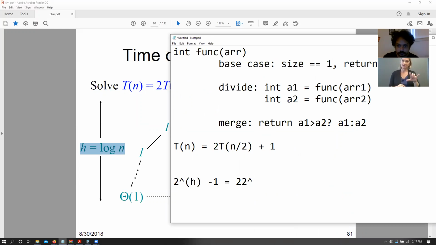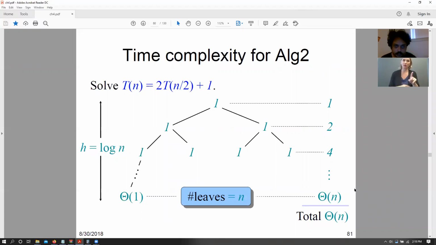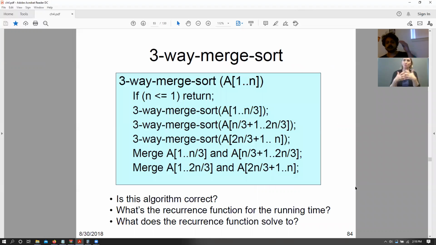So 2 to the power of log base 2 of n minus 1, but that doesn't really matter. So 2 to the power of log base 2 of n is n, right? Because log base 2 of n is essentially the x such that 2 to the power of x is n, so 2 to the power of x becomes n. So this entire equation becomes n minus 1, that is theta of n. Okay, so that was your merging complexity and dividing complexity.